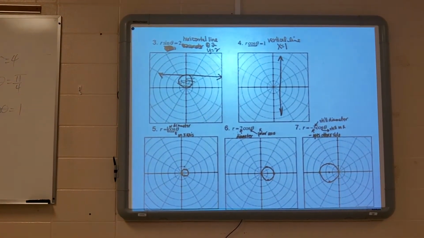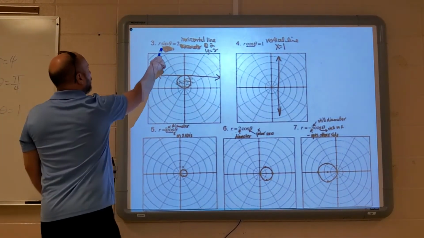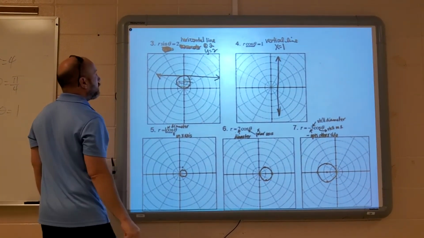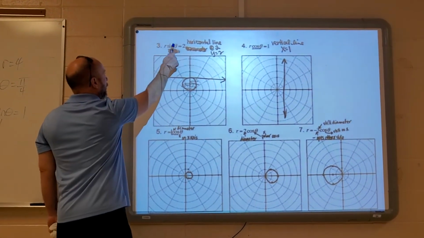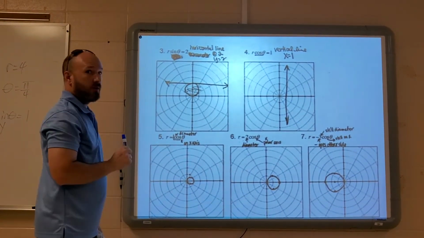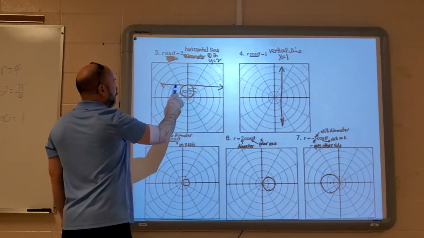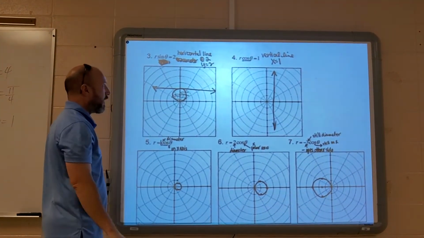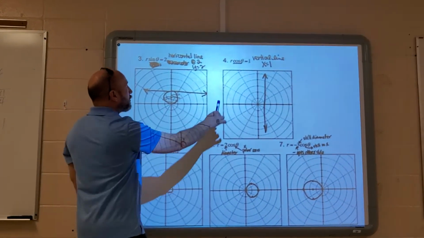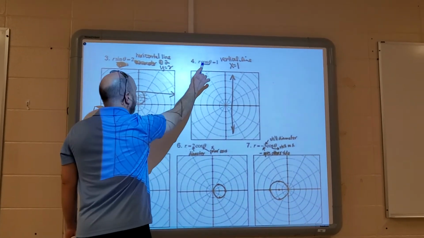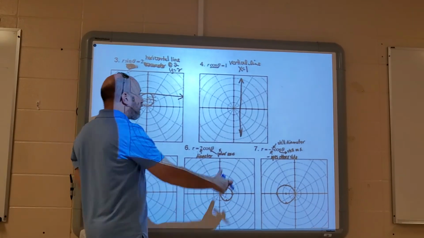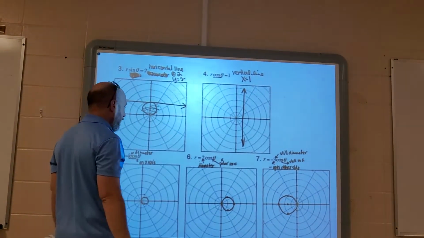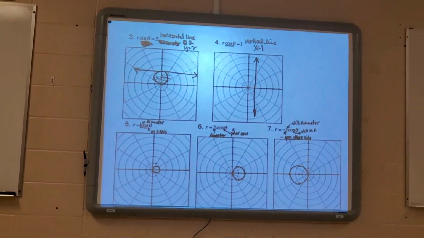Okay? This one right here, r sine theta equals 2. Well, that's a horizontal line because remember, r sine theta is y. So this is like saying y equals 2. So you just draw a horizontal line at y equals 2. R cosine theta equals 1. Well, remember that r cosine theta is x. So that's like x equals 1, and so that's a vertical line at x equals 1.